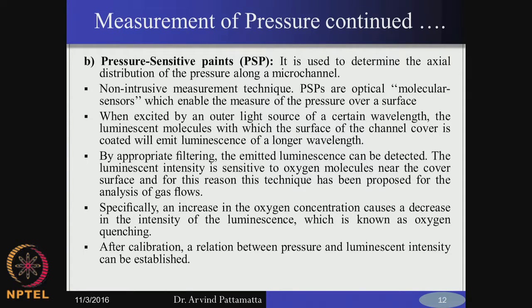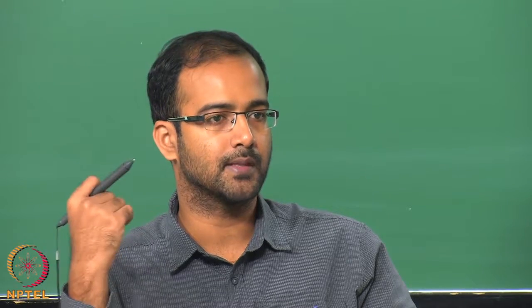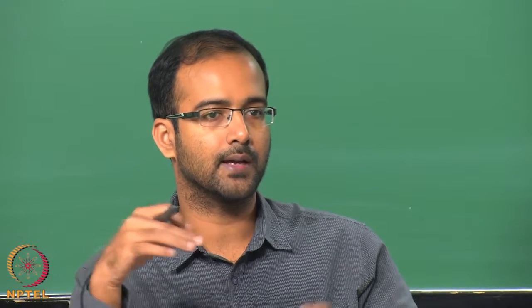sensors. What you do is you shine a light, it could be a normal white light or it could be a laser light, and these sensors, the paint that you coat on the wall, will respond to the light. The beam that is emitted from this particular coating is responsive to the intensity of light that you shine from outside and also to the pressure exerted by the molecules on the surface.